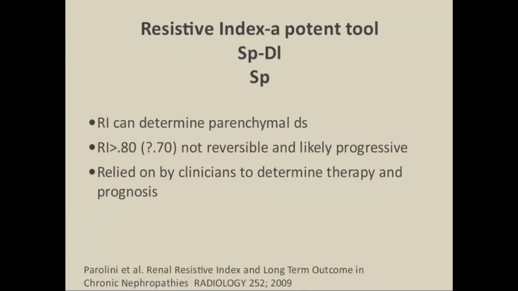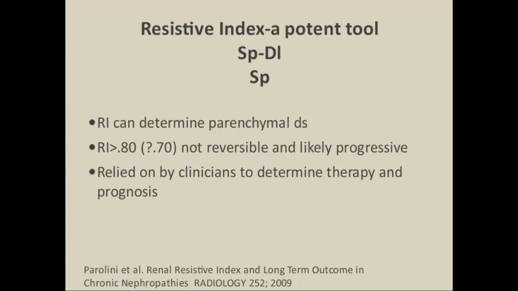Let's come down to resistive indices. This is another element that can be utilized to evaluate parenchymal disease. And the formula for resistive indices is pretty simple. It's peak systole minus end diastole, or lowest point of diastole, all over peak systole. So if you have no flow in diastole, this will become the number one. So you want to see a lot of flow in a normal kidney in diastole, and the number should be more like somewhere in the 0.5 to 0.6 range.